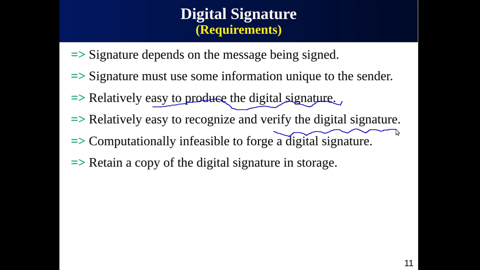It does not require too many computational resources, too much processing power, storage, etc. So it must be computationally feasible in terms of production as well as verification in both cases. And also it must be computationally infeasible to forge a digital signature, or to make a copy of a digital signature, either by constructing a new message and then claiming that it has arrived from A, when actually it did not arrive from A. So that is going to be computationally infeasible.